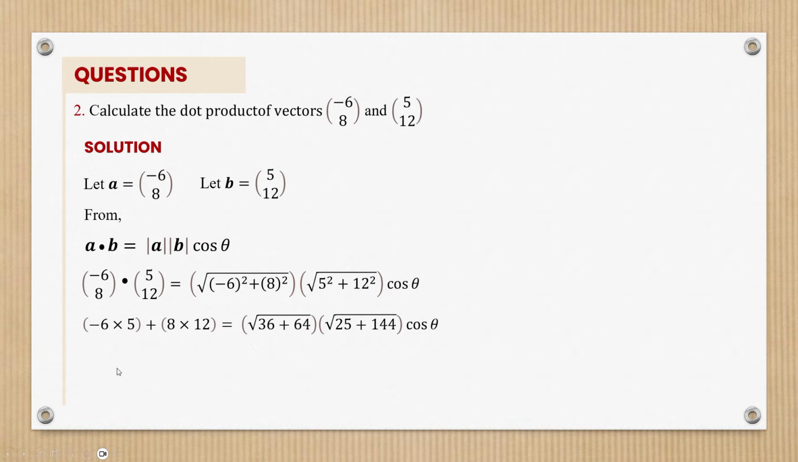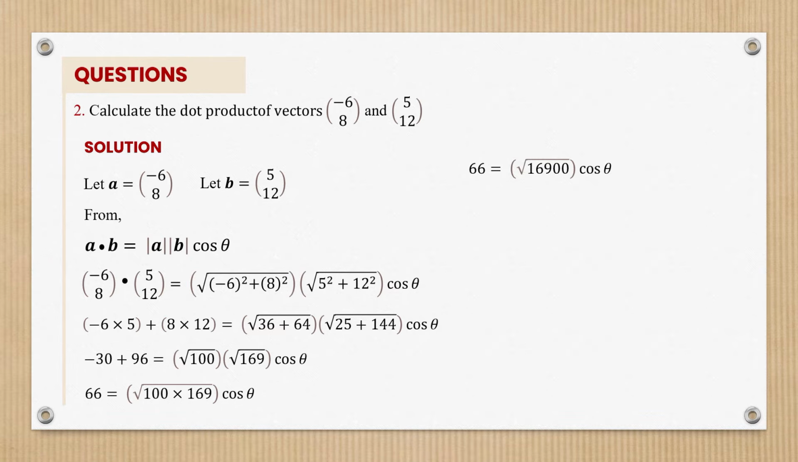So on the left hand side, we're going to have negative 6 times 5 plus 8 times 12. So here we have the magnitude of a, magnitude of b times cos theta. So negative 30 plus 96 is 66. So here we're going to have square root of 100 times square root of 169. So we're going to have 100 times 169 from the knowledge of surds. So 100 times 169 is 16900. Then square root of 16900 is actually 130.